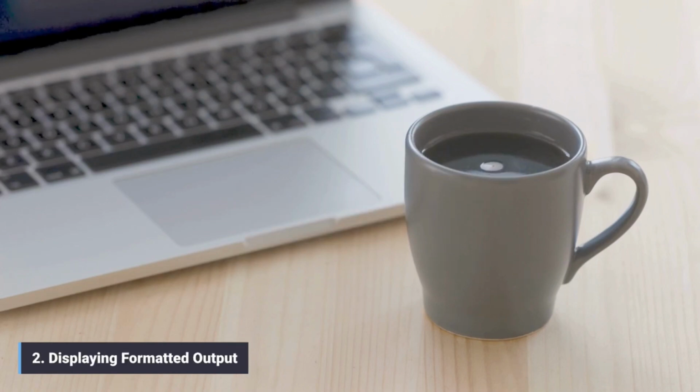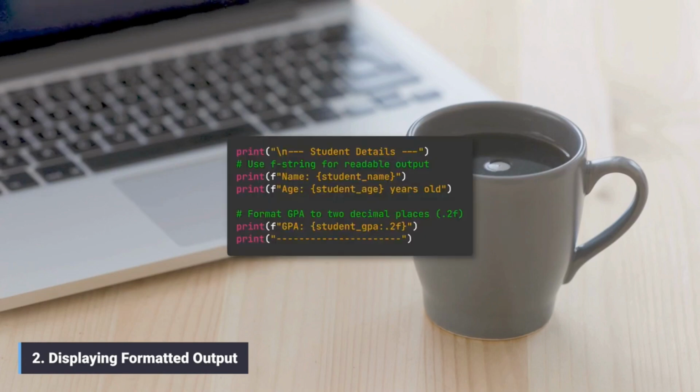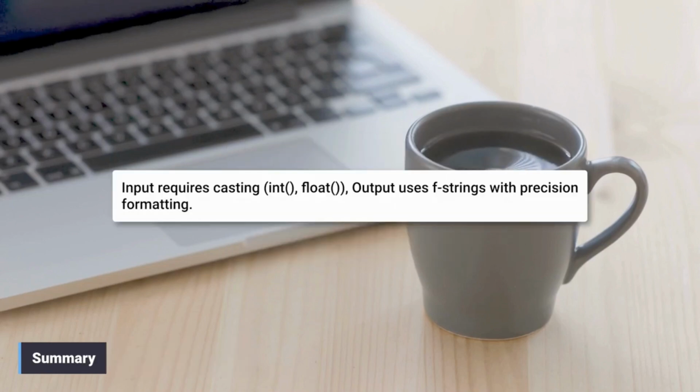2. Displaying formatted output. We now use f-strings to present the stored information clearly. We will also apply formatting to the GPA to ensure it only shows 2 decimal places, an example requirement for academic scores. To summarize, this program applies typecasting when reading numerical input and demonstrates how to use f-strings for clear, controlled output, like setting decimal precision for the GPA.